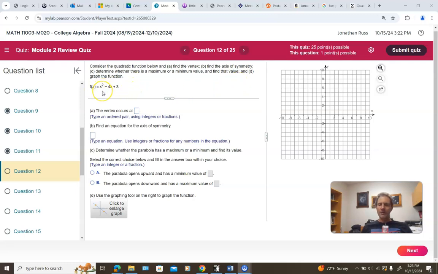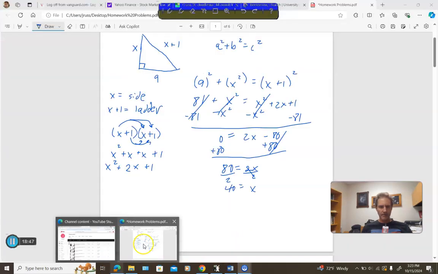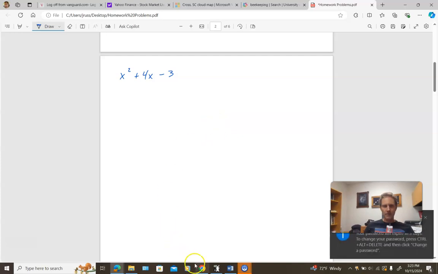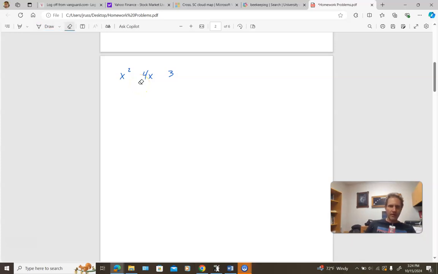Alright, well, I'm going to copy this over into my notes. The function is x squared minus 4x plus 3. Let me just double check there. Oh, minus 4x plus 3. So I have these signs backwards. Okay, there we go.